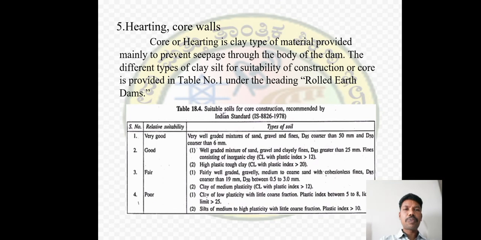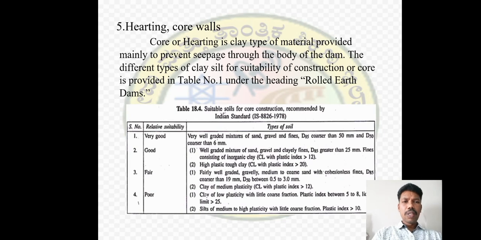Then we have hearting. Hearting is nothing but the central core wall. The core is a clay material, an impervious material, so it works like a barrier which protects the saturation line within the body of the dam, so that the seepage water does not flow outside the dam. It will prevent toe erosion and improve the stability of the section. In that way the hearting or core wall will be helpful.